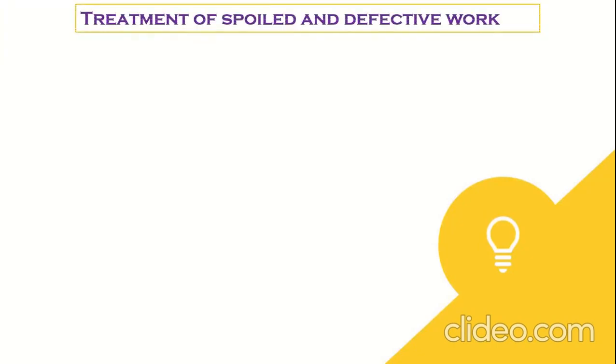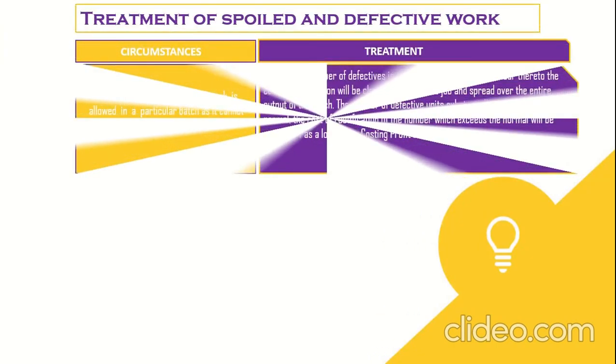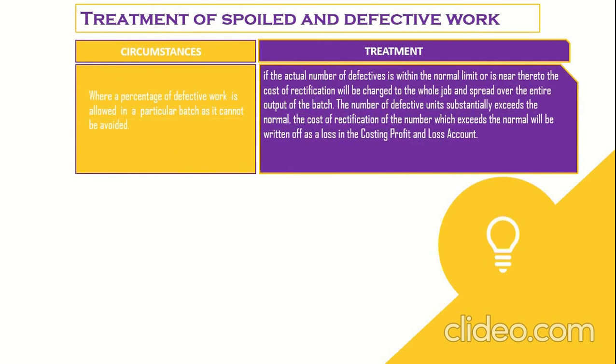Where a percentage of defective work is allowed in a particular batch as it cannot be avoided. When a normal rate of defectives has already been established, if the actual number of defectives is within the normal limit or is near thereto, the cost of rectification will be charged to the whole job and spread over the entire output of the batch. If, on the other hand, the number of defective units substantially exceeds the normal, the cost of rectification of the number which exceeds the normal will be written off as a loss in the costing profit and loss account.